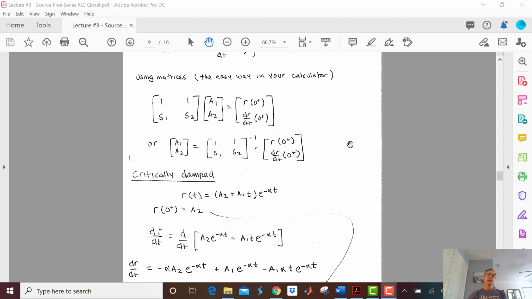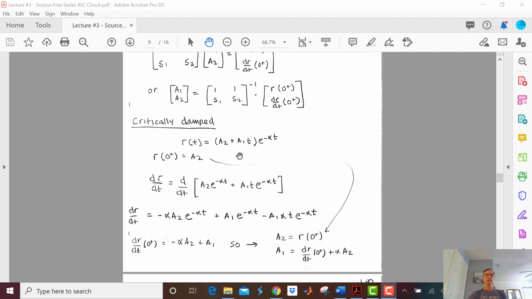So the next one is the critically damped case. And I know that my response is equal to (A2 plus A1 t) times e to the minus alpha t. And let's just look at the equation and kind of work backwards again. At time equals 0 plus, let's see, this becomes 0, this becomes 1, and I know what A2 is because this just reduces to A2. So by knowing the response at 0 plus, I automatically know A2.